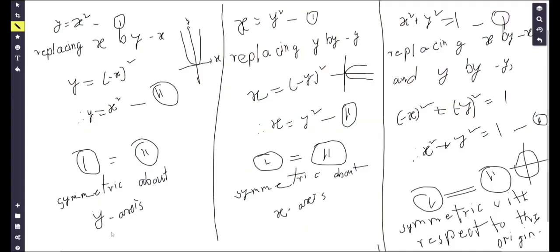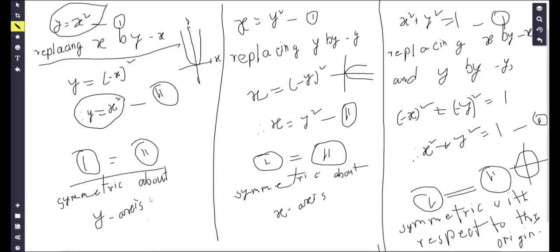Observe these three terms. In the first case, there is the equation y equals x squared. You all know that this is the equation of a parabola. Then we replace x by minus x, and y equals (minus x) squared. Then the result is y equals x squared. After replacing x by minus x, we observe that equation 1 is exactly the same as equation 2, as 1 is equal to 2. So this curve is symmetric with respect to the y-axis.